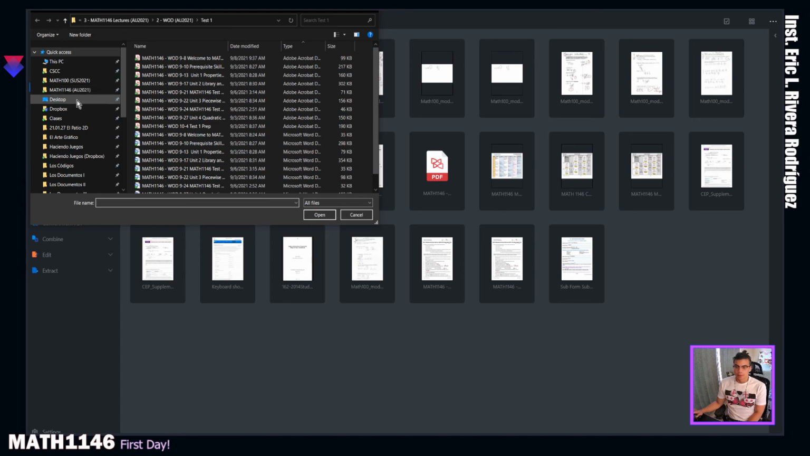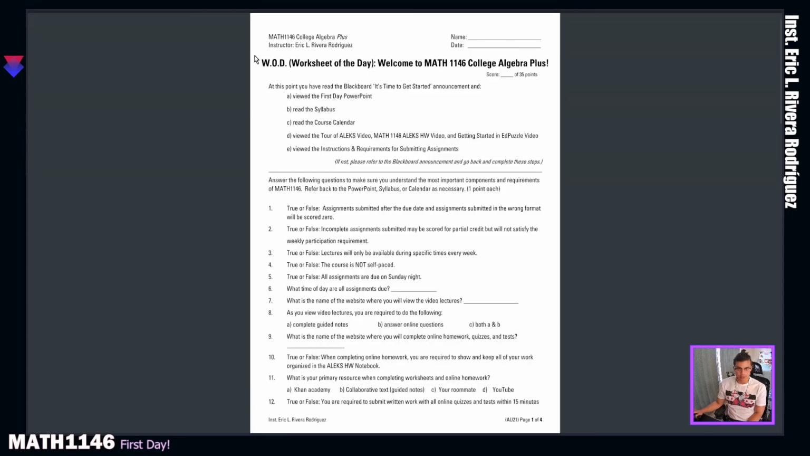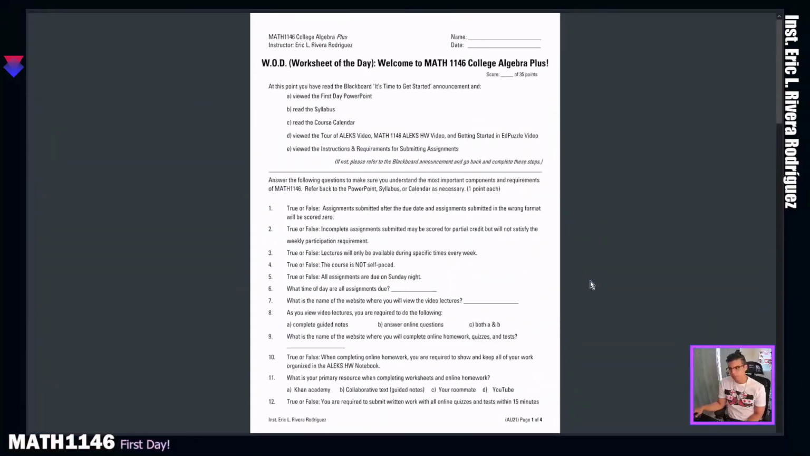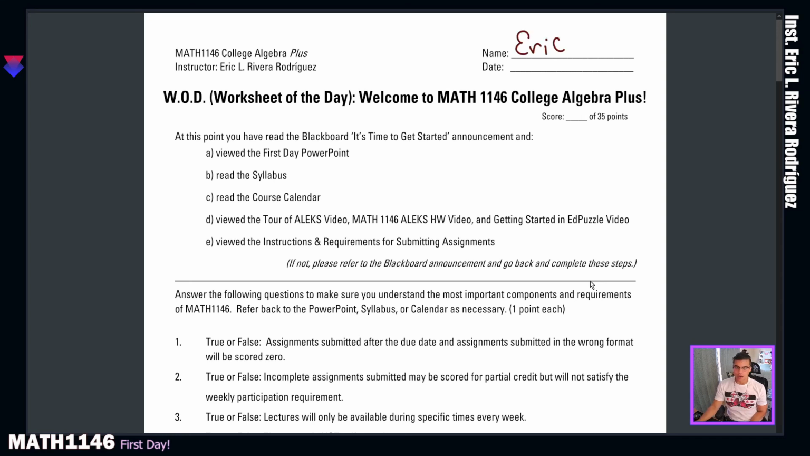Okay, so what I'm going to do is open our first worksheet of the day. All right. So it's a PDF reader, as you can see, it is here. But the important part is that it is a PDF annotator and editor as well, because now I can write on it.